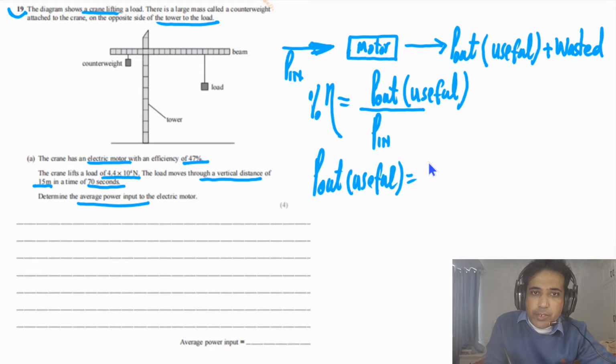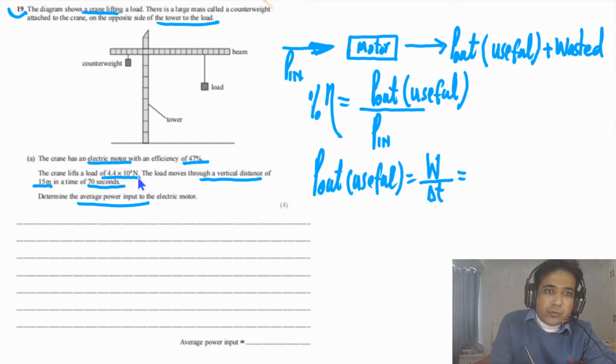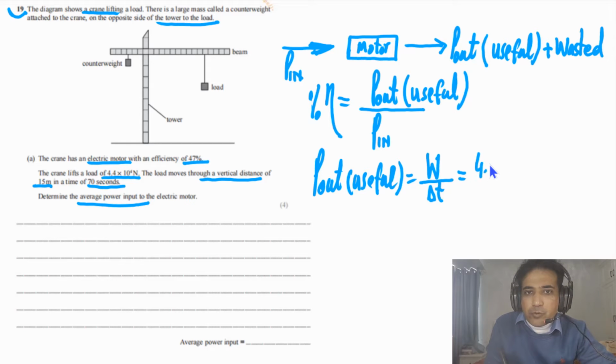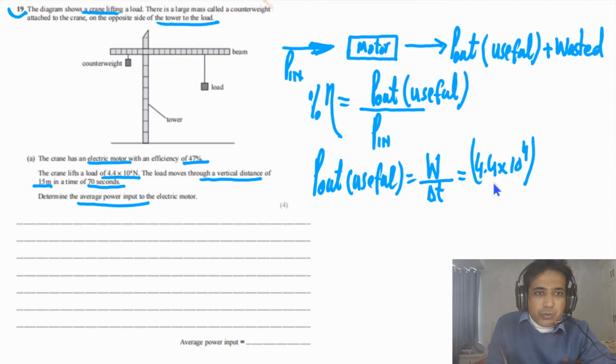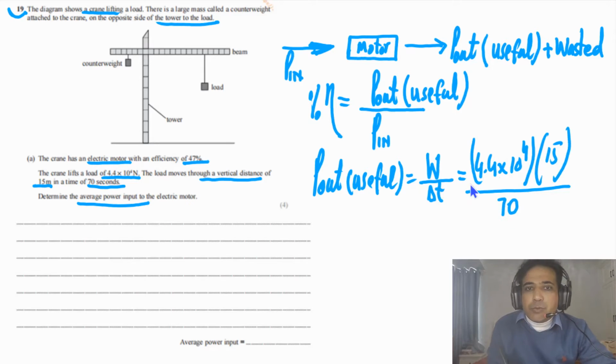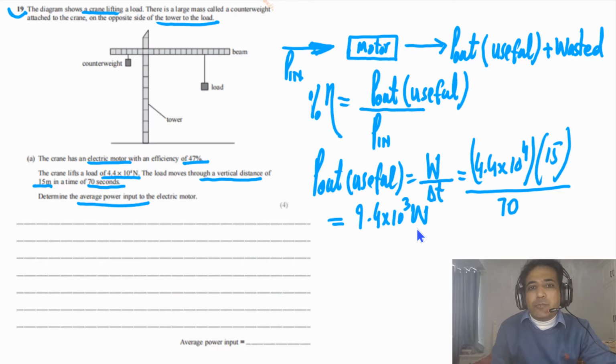So we can simply write down the work done by motor divided by time taken, delta T, and work done will be equal to force times distance. The force we have is 4.4 times 10 to 4, which is equal to the weight of the load, and the distance is 15 meters, divided by time taken. Time taken in this case is 70 seconds. So we can calculate the value of P out. P out in this case will be equal to 9.4 times 10 to 3 watts.